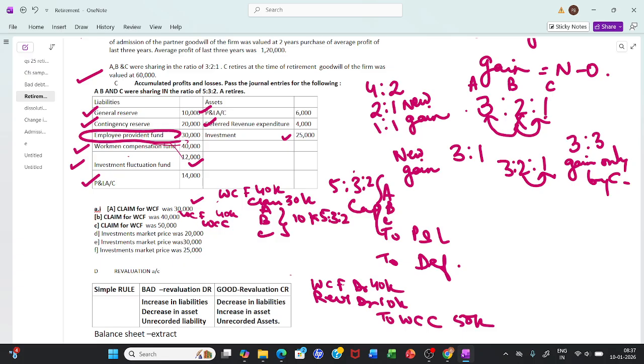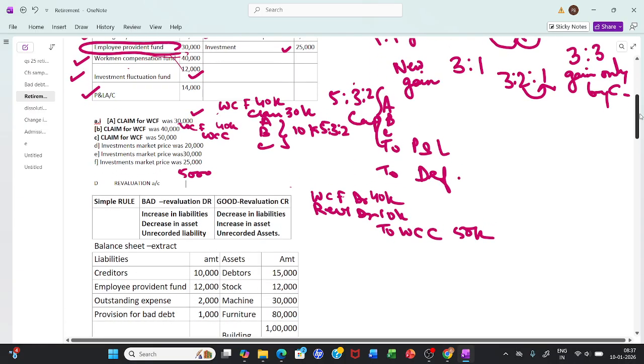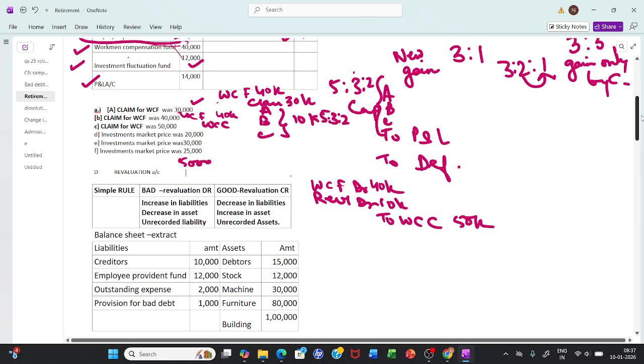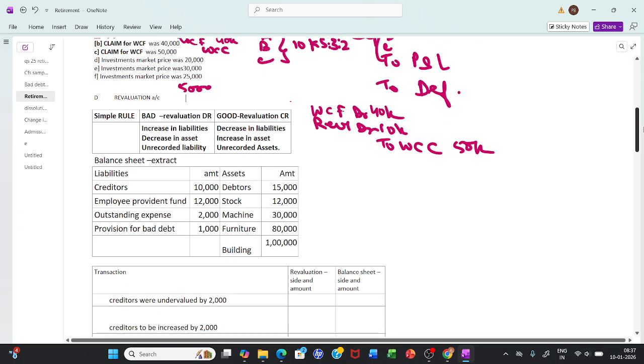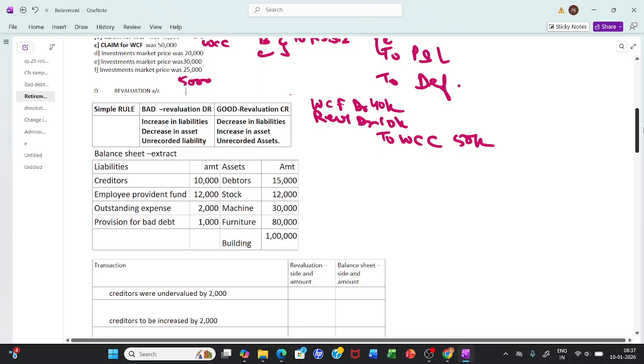If the investment market price is 5,000, one more example I take 5,000. So that means there's a decrease of 20,000. 8,000 extra loss will come in reval account. Then here again we need to prepare your reval account. Good and bad remains same as we were doing it earlier. Here also I suggest go through all adjustments and practice it. There are different wordings which are possible, so you need to know how these will be shown.